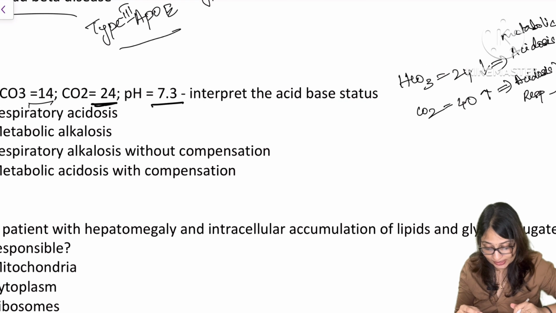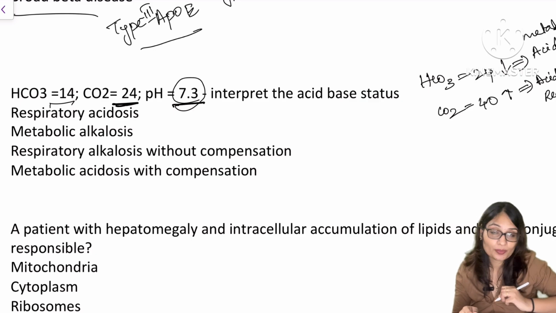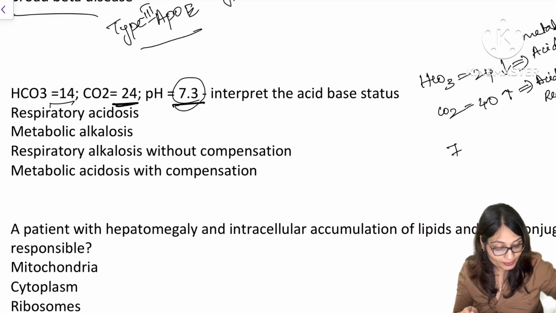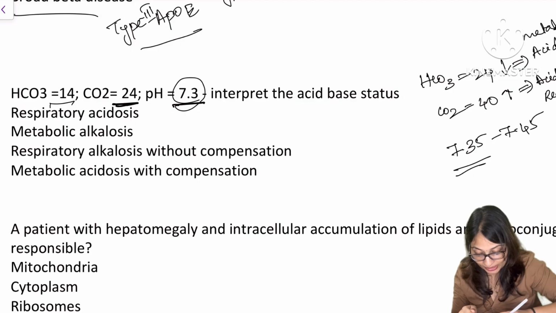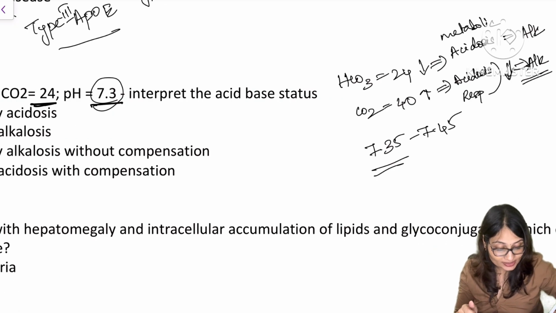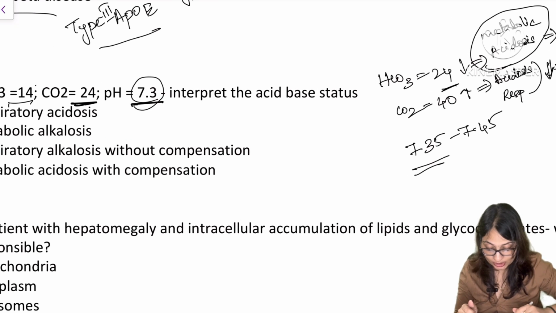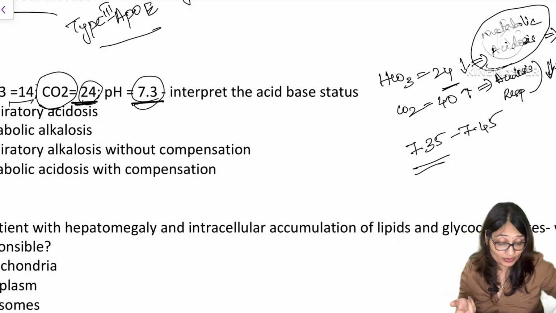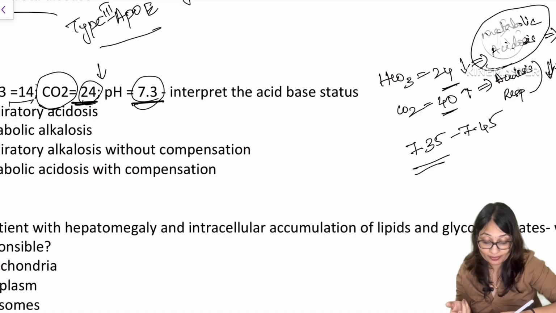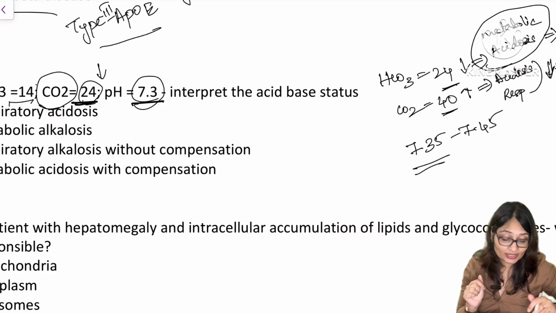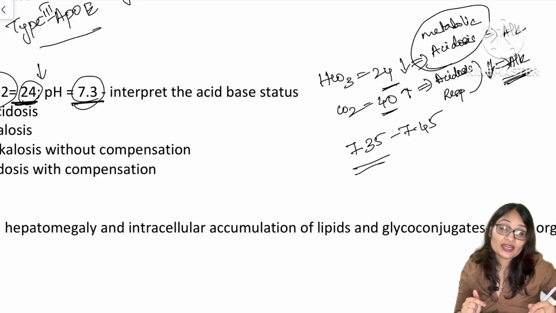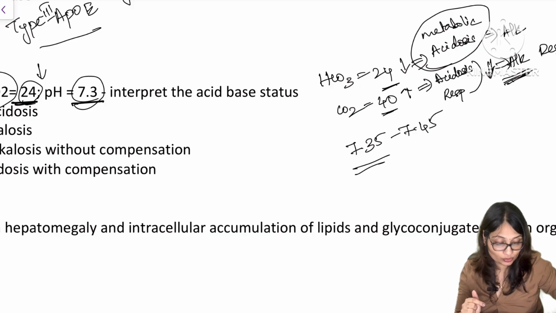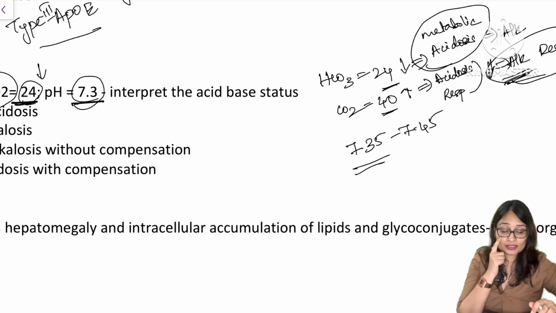In this case, we can see that pH level is normal, right? Normal pH level is 7.35 to 7.45. But bicarbonate level is less, so it is metabolic acidosis. Similarly, the normal carbon dioxide level is 40, and here it is decreased. If carbon dioxide level is decreased, it is respiratory alkalosis, right? So we have two possibilities to explain this picture.